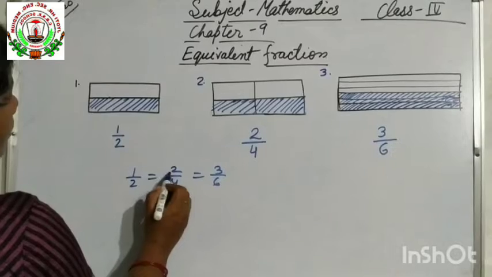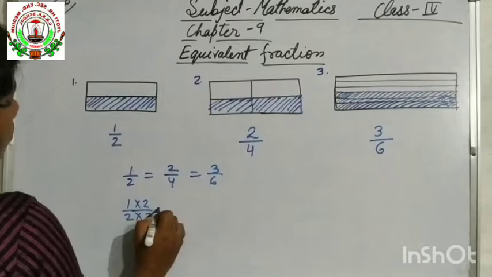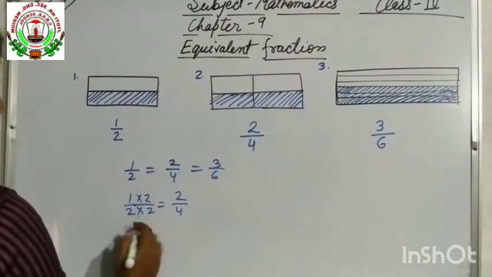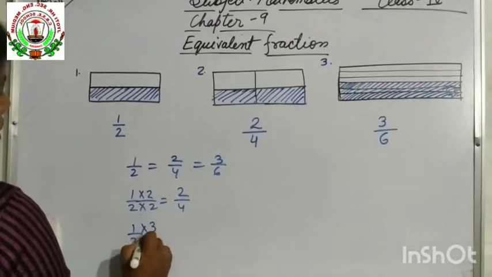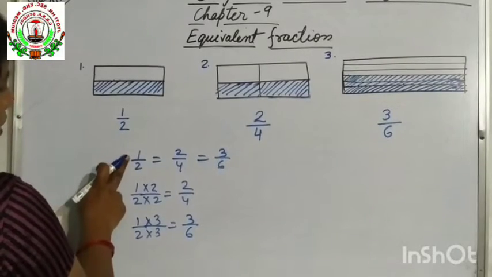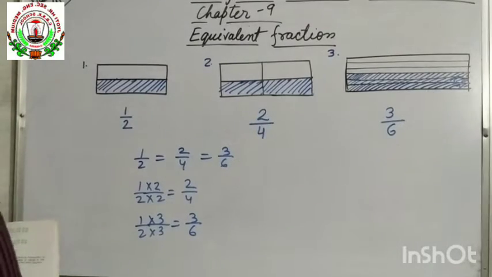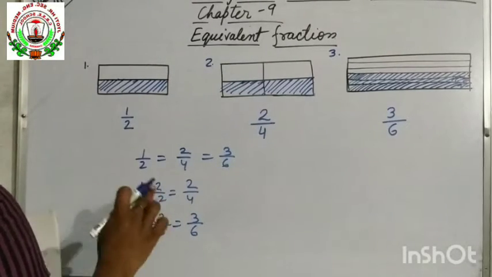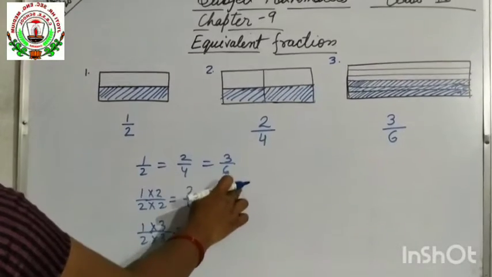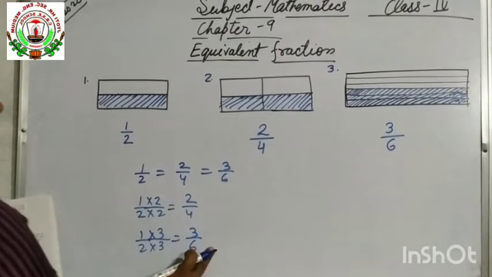How? Look here. When we multiply this 1 by 2 by 2, we get 2 1s are 2, 2 2s are 4. We are getting here 2 by 4. And when we multiply 1 by 2 by 3, 3 1s are 3, 2 3s are 6. So multiplying this 1 by 2, we are getting 2 by 4 and 3 by 6. That means to find the equivalent fraction, we multiply or divide the numerator and denominator of a fraction by the same number. By the same number we are multiplying here. Then we get the equivalent fraction.